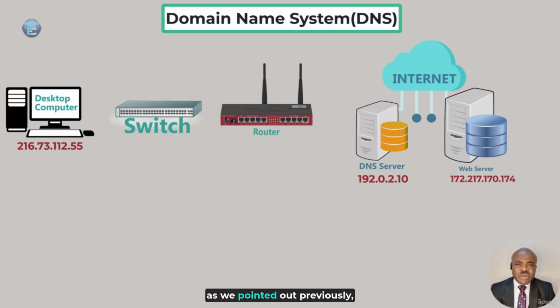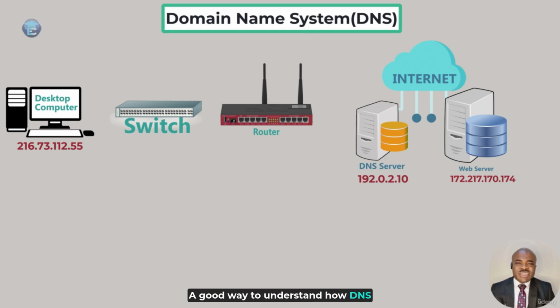However, as we pointed out previously, routers work at layer 3, and they need layer 3 IP addressing in order to forward packets for us. So we need DNS as a translator in the middle that says, here is the IP address that corresponds to google.com, or whatever other domain you're trying to reach.